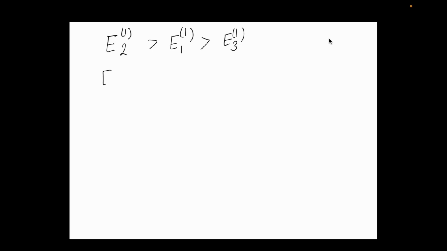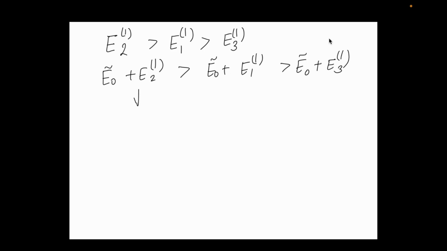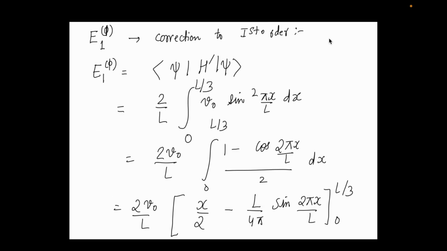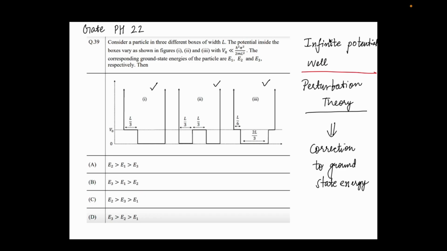So now you can clearly see the correction E2 is much greater than E1, which is greater than E3. If you add E naught, the ground state energy without the potential, to all of these, you get the new energies. So E2 is greater than E1 greater than E3, which is option A. So this was just a question about calculating it correctly. Thank you.